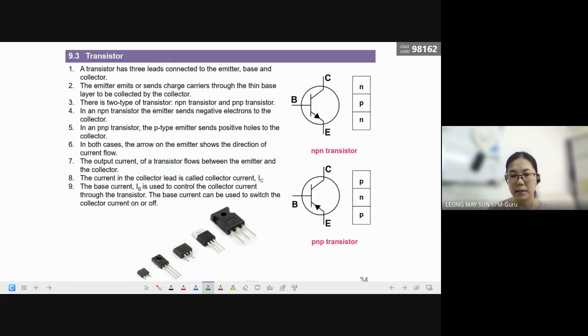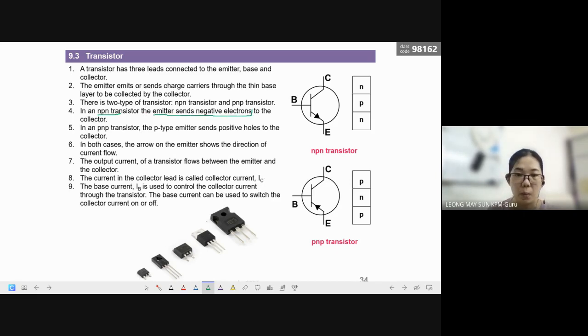This is the slide that I got from the one that I sent you guys in the WhatsApp group. A transistor actually has three leads: collector, emitter, and base. The emitter emits or sends charge carriers through the thin base layer, which are collected by the collector. There are two types, NPN and PNP. In the NPN transistor, the emitter sends negative electrons to the collector.